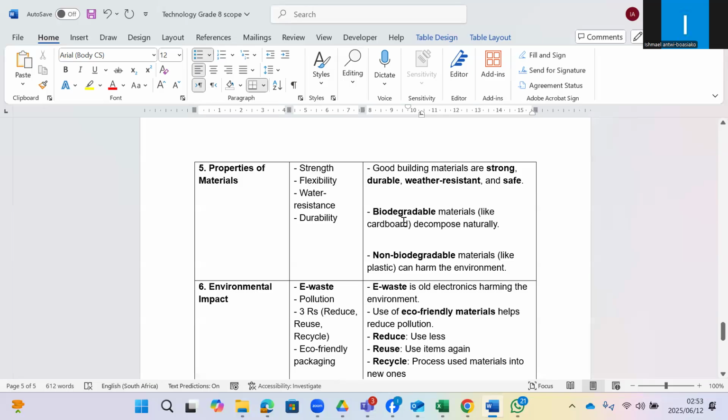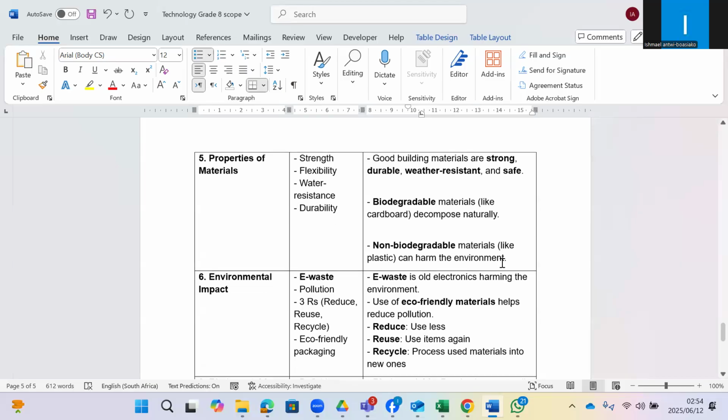Biodegradable materials like cardboard decompose naturally. What do you mean by decompose? They mix with soil when you throw them away. Like cardboard, papers, when you throw papers away, they will easily form part of the soil when it rains. So we call them biodegradable. Non-biodegradable are those that do not decompose with soil, and they cause a lot of harm to the environment. Example is plastics. They are non-degradable material.